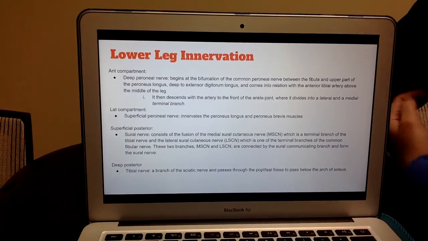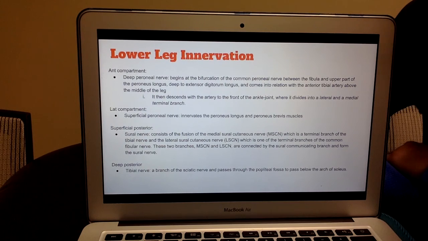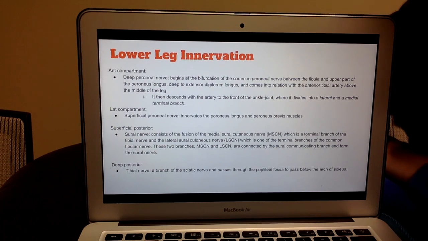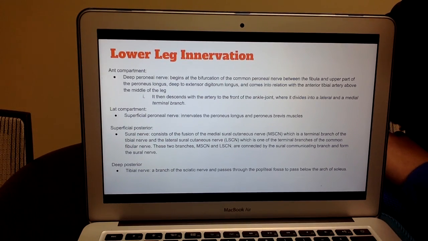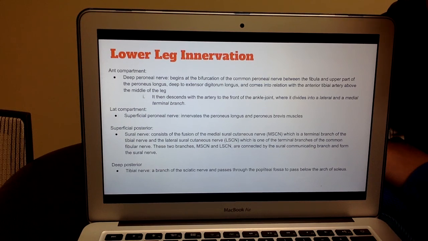Okay, so now I'm going to be talking about lower leg innervation. Again, we're going to go by the compartments that Steph had mentioned earlier. In the first one, the anterior compartment, you have the deep peroneal nerve. Of course, that begins at the bifurcation of the common peroneal nerve between the fibula and the upper part of the peroneus longus, and then it's deep to the extensor digitorum longus.